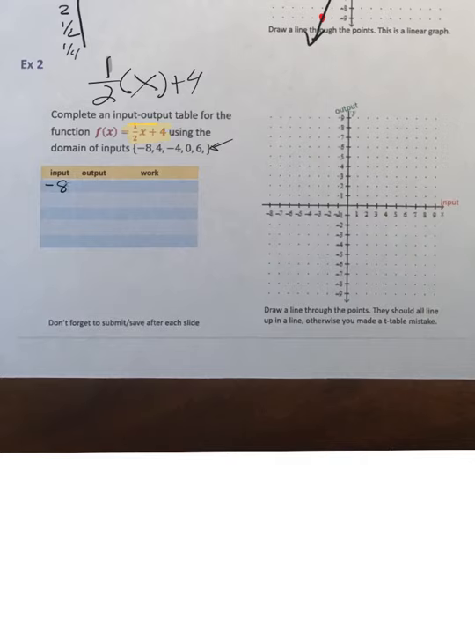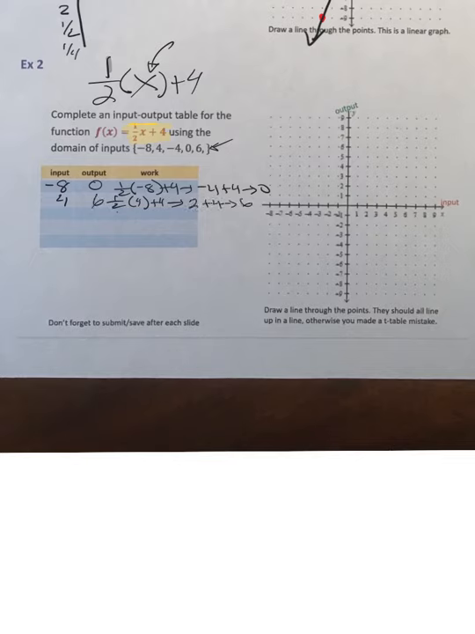So if we input a -8 and we do 1/2 times -8 and add 4, what does that equal? So 1/2 times -8 is -4, and -4 plus 4, that would give me 0. And then what happens if we plug in a +4? So that's 1/2 times +4 plus 4. So each time I'm just recopying it, inserting the new input, and then doing PEMDAS, order of operations. So 1/2 of 4, half of 4 is 2, and then 2 plus 4 is 6.